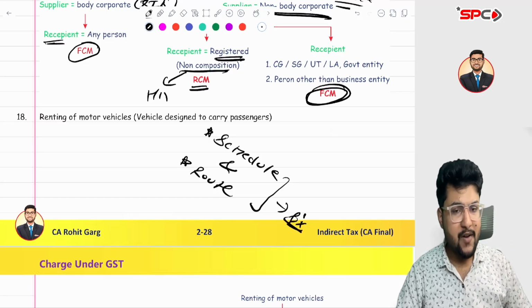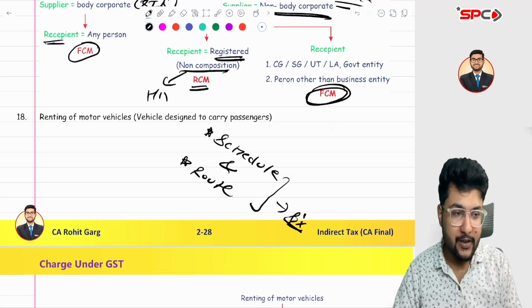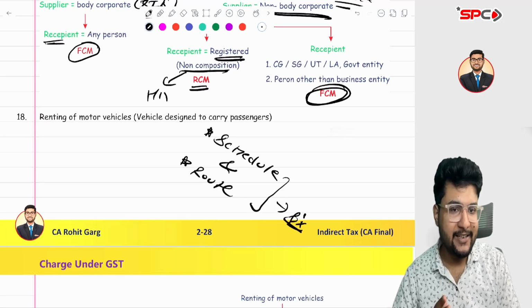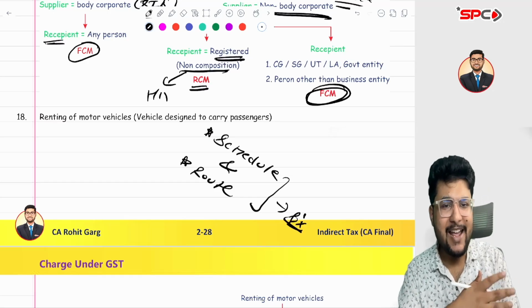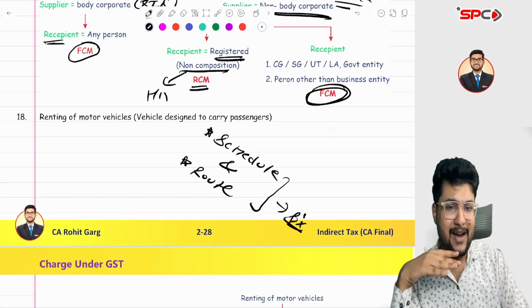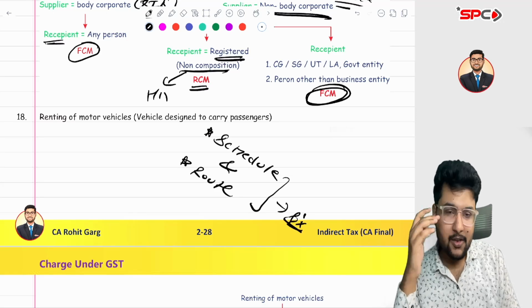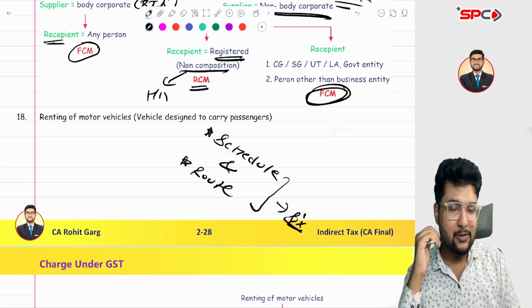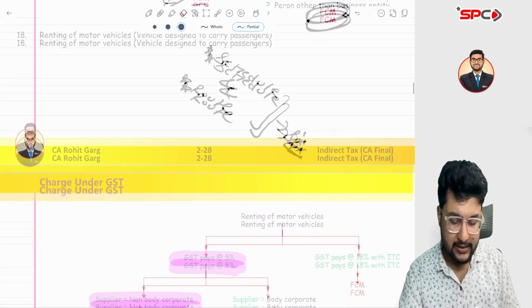But if you have taken a vehicle and you don't know where you want to go, you can go to Chennai, you can go to Karnataka, you can go to Munnar, you can go anywhere. You have just taken a rented motor vehicle. Here you don't know the route, you don't know the schedule. Here it is a pure renting of motor vehicle service.